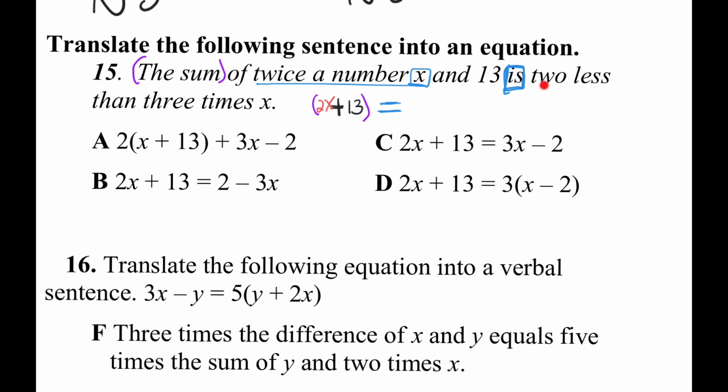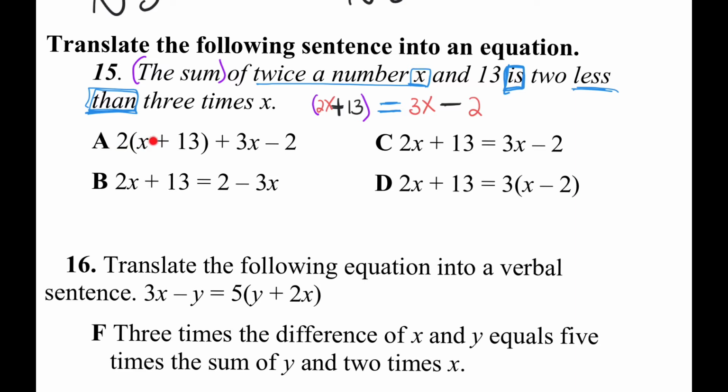After the word is, it says 2 less than 3 times x. Now here's a tricky part. When we read less than, we know that's going to be a minus. So I'm going to put a minus after the equal sign, but the word then means you have to switch the order. The 2 that you guys see here, that's going to go after the minus. So we have the number 2 after the minus, and before the minus is going to be the 3 times x, which is 3x. Now when you guys look at your answers, you compare the options you have.